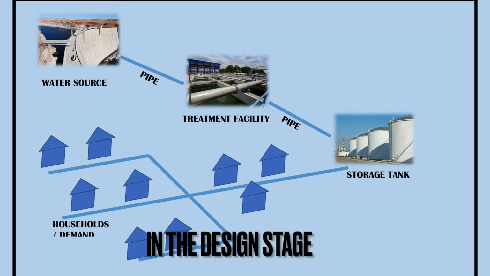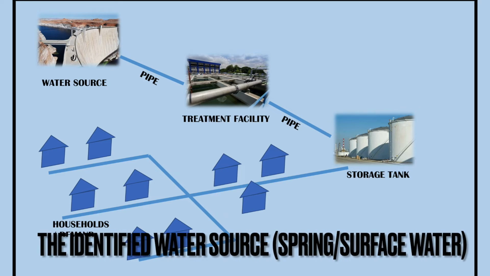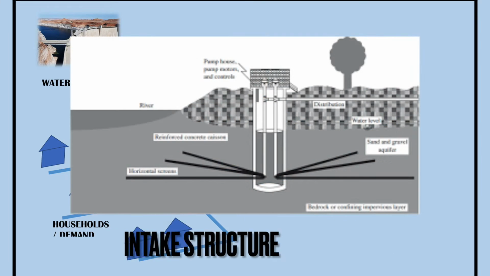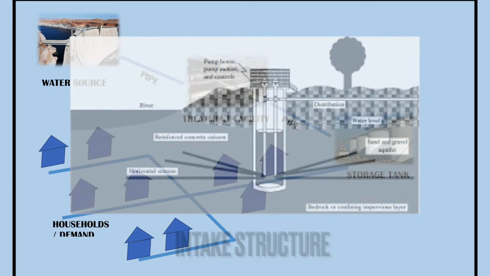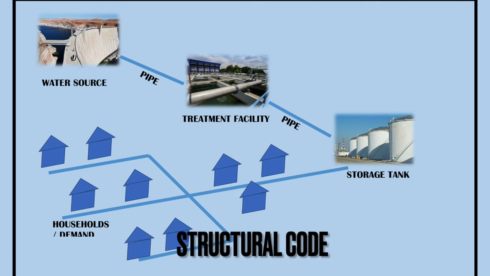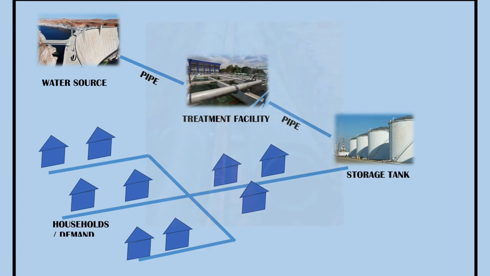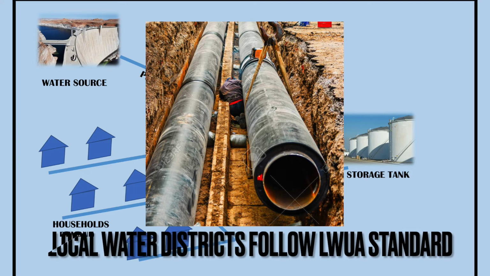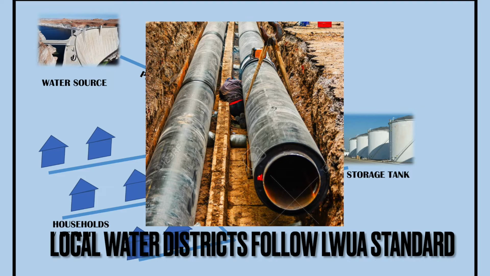In the design stage, the identified water source can be developed by constructing a collection box or intake structure. The civil works in the water source are designed pursuant to National Building Code, Structural Code, Mechanical Code and other relevant codes. The installation of pressurized pipeline under Water System Level 3, similar with the local water districts, follows the Local Water Utilities Standards.